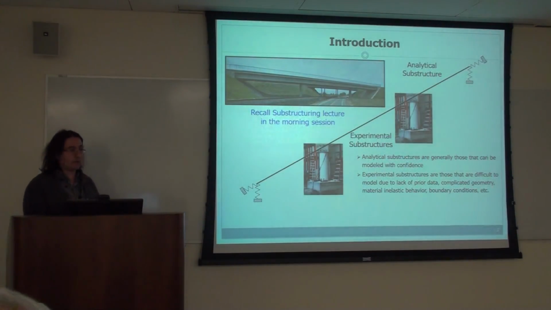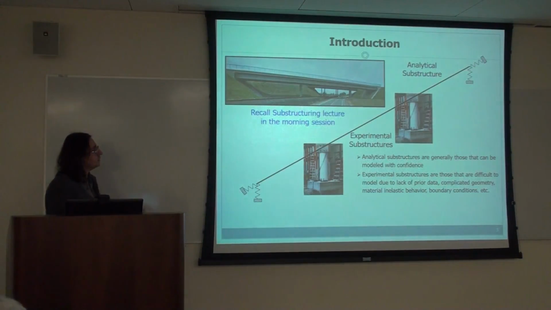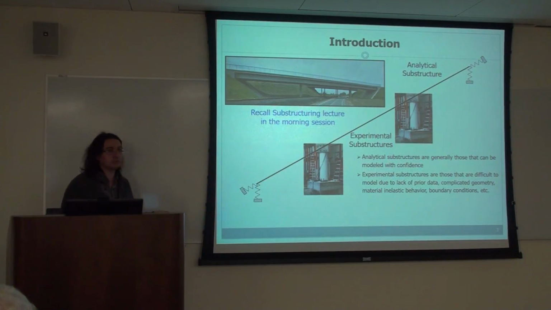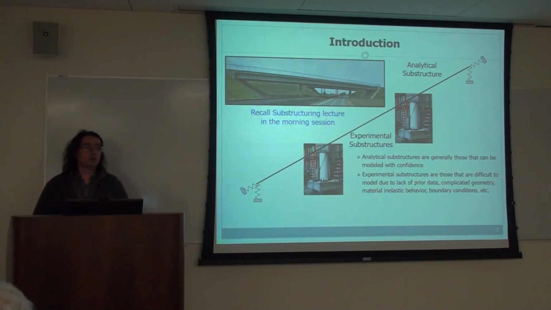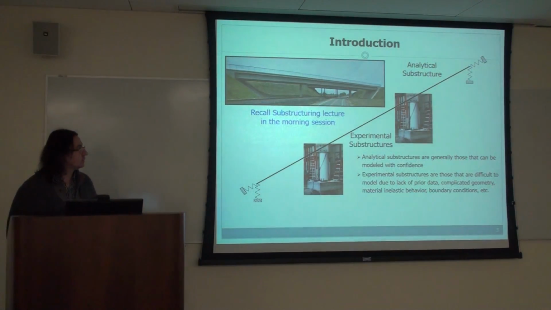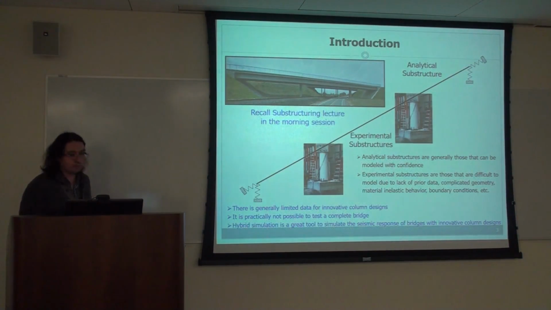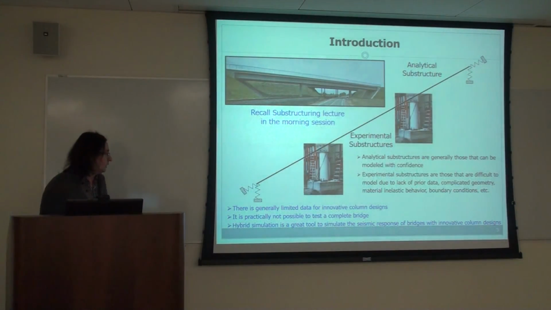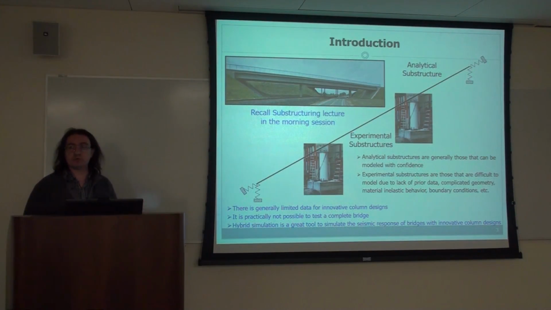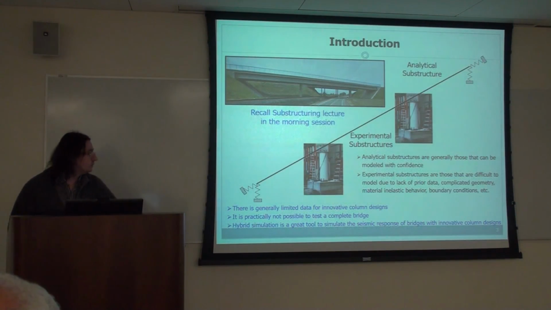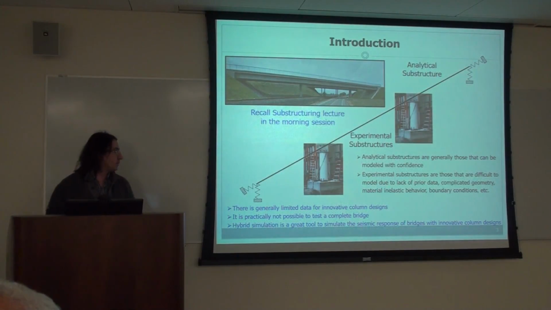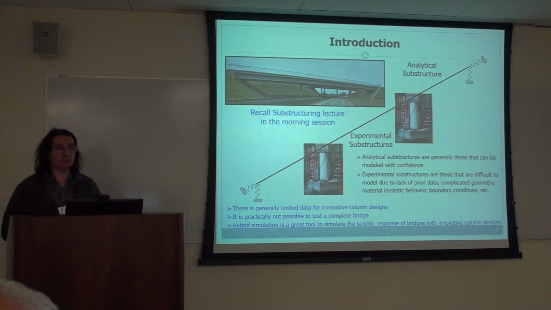So I have shown this in the morning lecture also. I mentioned analytical substructures are those that you know how to model, and experimental ones are those that you don't know how to model properly. And considering the innovative column designs, there is generally limited data about these, and therefore we want to investigate the response, right? Because we don't know how it will behave. But it's practically not possible to test a complete bridge.